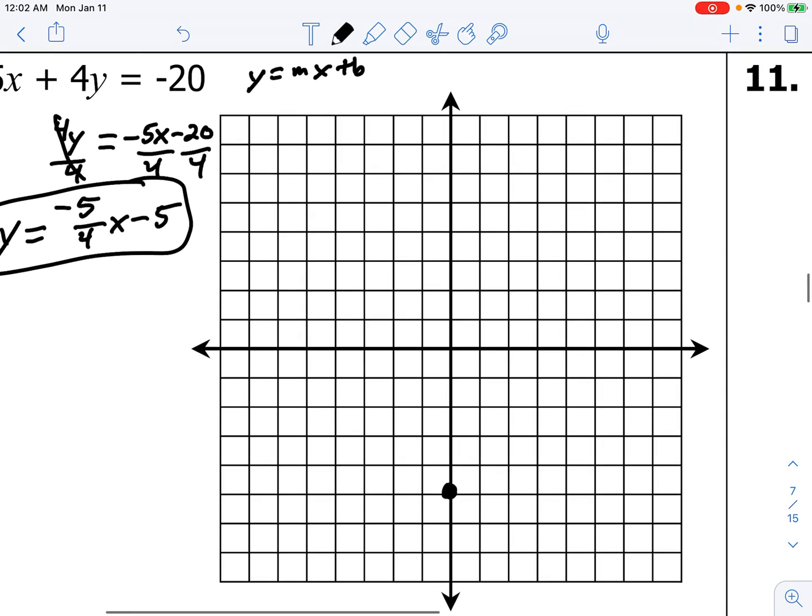1, 2, 3, 4. And then we can actually get another one on here. So up 1, 2, 3, 4, 5, left 1, 2, 3, 4, which puts us on the edge of the graph. I didn't mean to make those marks right there. Let's erase them real quick. And then draw our line. Whoops. Try that again. Didn't quite get the pen all the way over there. Like so.